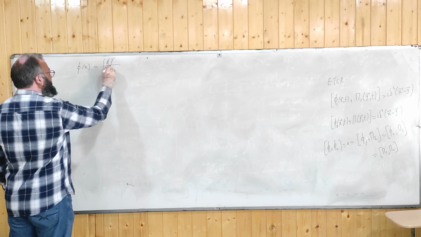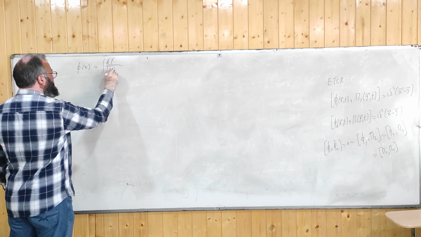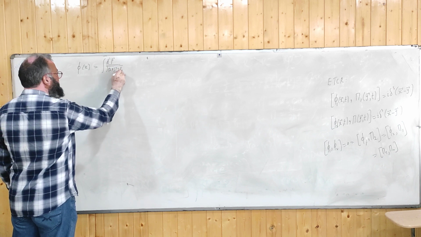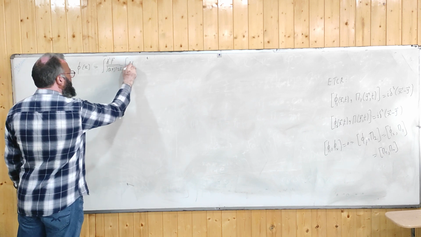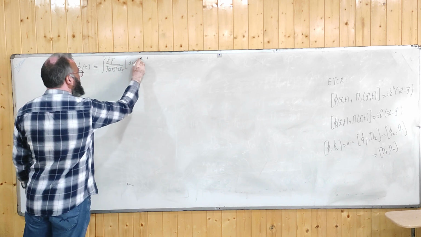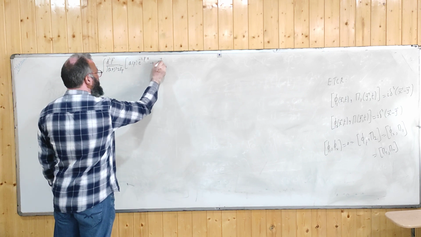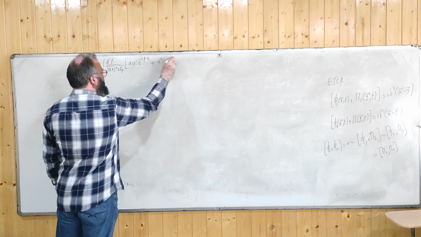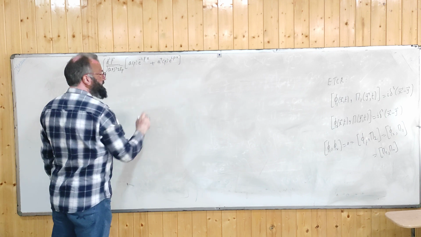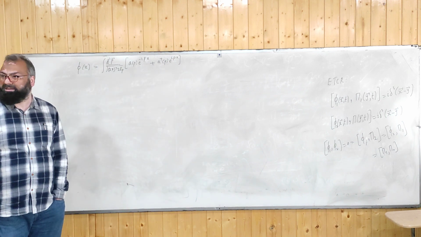d³p divided by 2E_p, A(p) e^{-ip·x} + A†(p) e^{ip·x}. So this is for the real scalar field.